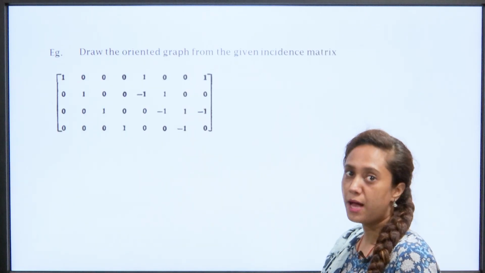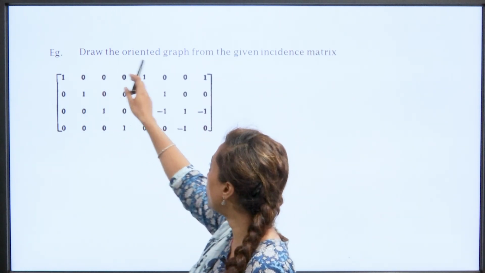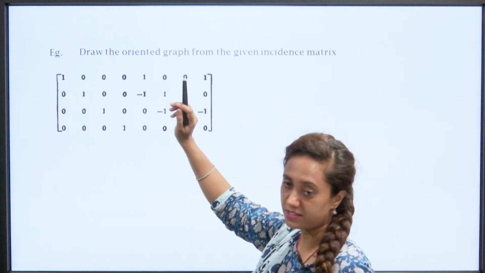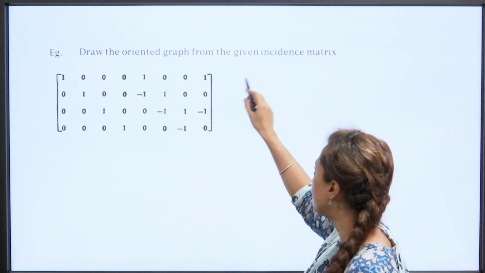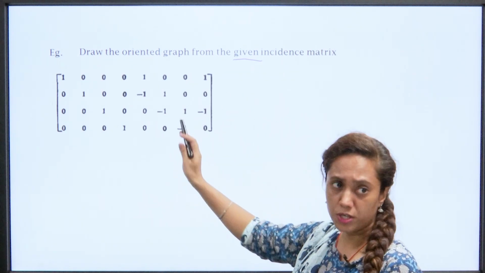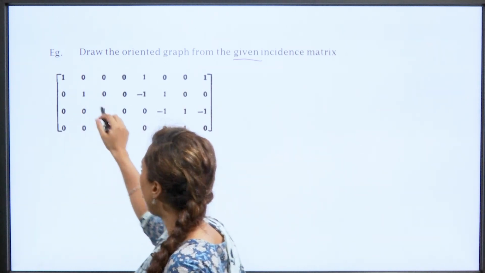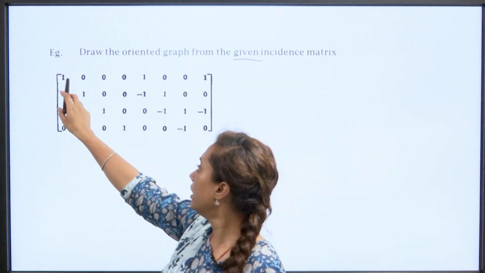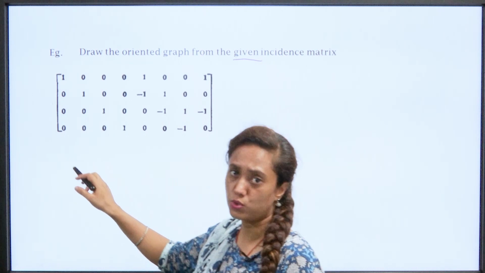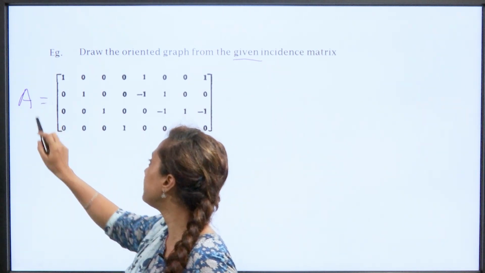Now we will see the example of the reduced incidence matrix. The example says to draw the oriented graph from the given incidence matrix. As in the previous example, there it was written complete incidence matrix, but here it is not written. So it means it is not a complete incidence matrix. We can check it also. The summation of all the columns should be 0. Here we can see the summation of the first column is not equal to 0. It means it is a reduced incidence matrix. It is actually A, right?